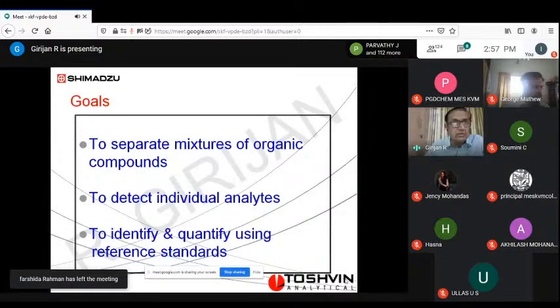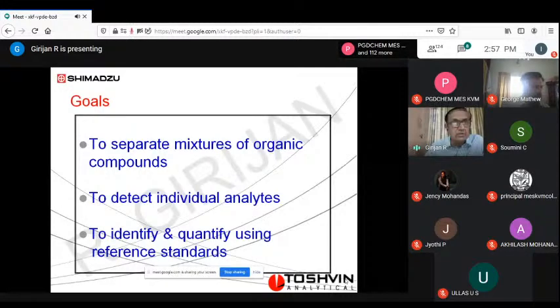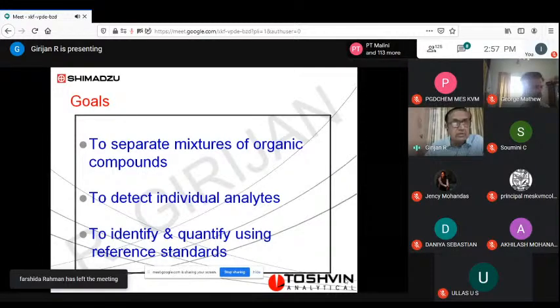Even when I'm talking about organic compounds, I am talking about small molecules. Any sample molecule having a maximum molecular weight of approximately 600 can be analyzed on GC. Suppose I have an organic compound whose molecular weight is more than 1000, like proteins and peptides and all those separations.